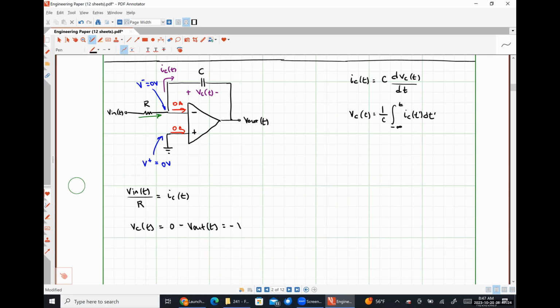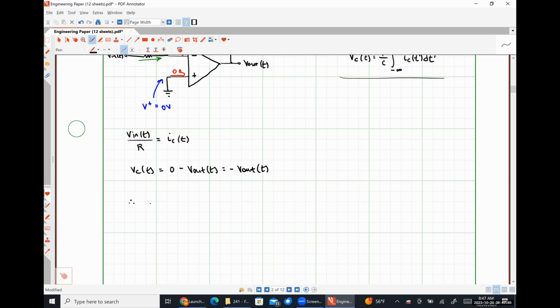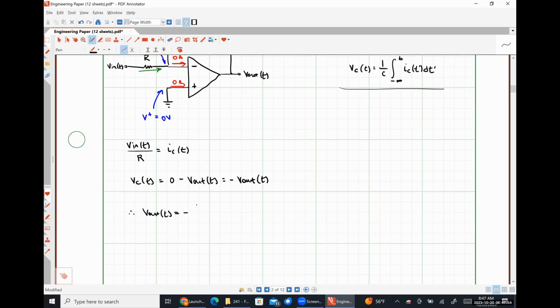So VC is simply negative V out. And now I'm going to use that relationship and our relationship for capacitor voltage being effectively the integral of capacitor current. And what I'll find is that V out as a function of time is going to be negative 1 over C times the integral from negative infinity to t of IC of t prime dt prime.